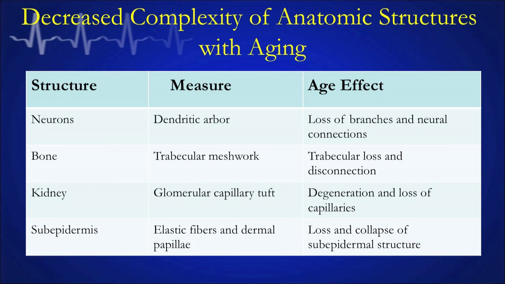There are issues with the kidney: if you look at the glomerular capillary tuft, there is degeneration and loss of capillaries. In the skin, there are issues with the elastic fibers and dermal papillae, and you can see that there is loss and collapse of subepidermal structures, that we don't have those ridges between the dermis and the epidermis. So we know that there are some structural changes which occur with aging, but also the physiologic systems become much less complex.